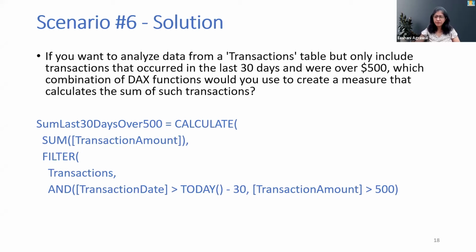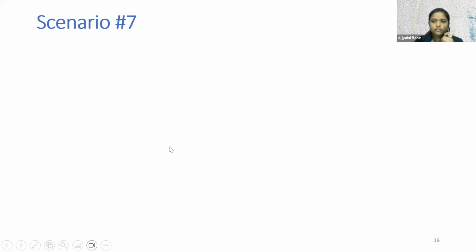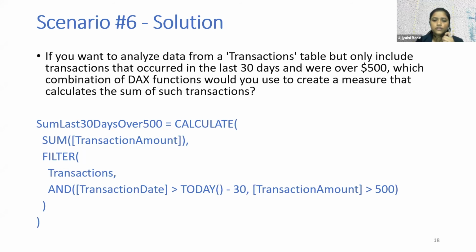Any questions so far? No? For this last question, could we have used previous month? Not necessary. You might not be sitting at the end of the month. For example, if I take today's date and I want 30 days from today, because it says in the last 30 days, it doesn't specify a month. Hence, we cannot use month functions over here. All right.